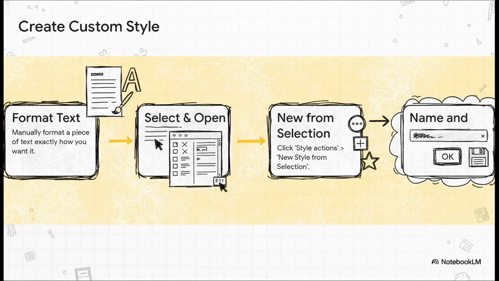Click that little Style Actions icon and choose New Style from Selection. Just give your new style a name you'll remember, click OK, and that's it. You've just created a reusable style that you can apply anywhere, anytime.